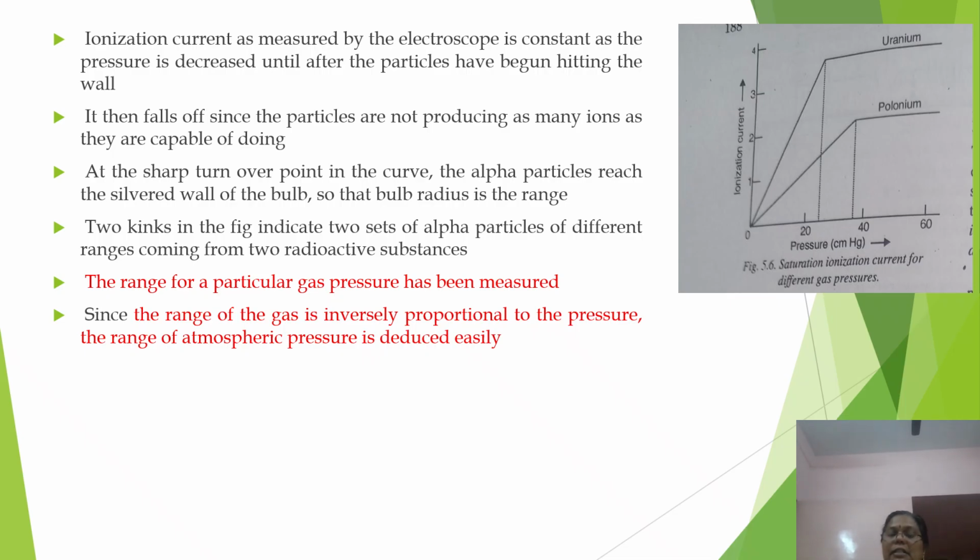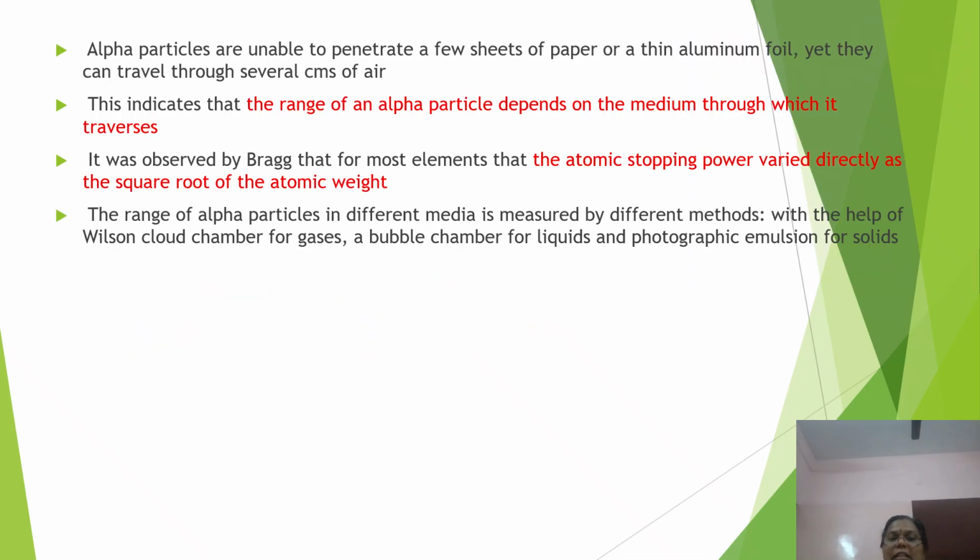It then falls off, since the particles are not producing as many ions as they are capable of. At the sharp turnover point of the curve, the alpha particle reaches the silvered wall of the bulb, so the bulb radius is the range. So the range for the particular gas pressure has been measured. Since the range in a gas is inversely proportional to the pressure, the range at atmospheric pressure can be calculated easily. These alpha particles have high penetrating power; they can penetrate a few sheets of paper or thin aluminum foil, and can travel several centimeters in air, which indicates that range depends on the medium through which it traverses.